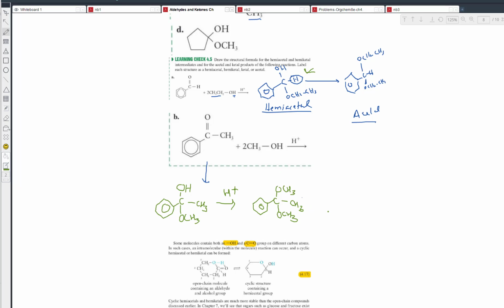Would there be water in here too? Like plus H2O? Which one? Because definitely in this case, the OH will go, and you can write water. Yes, water would also be a product. What is this one? This is hemiketal, you write?